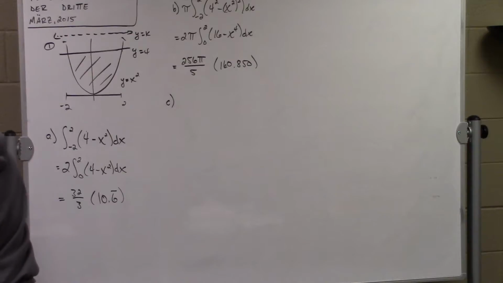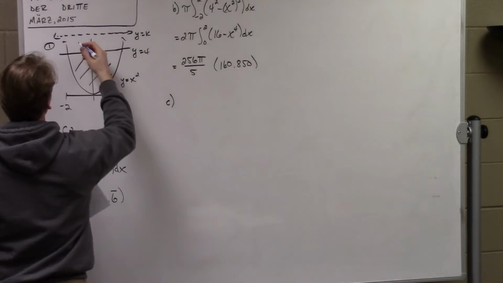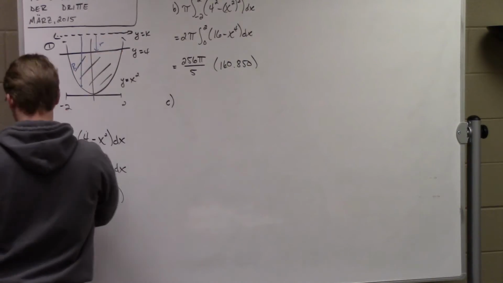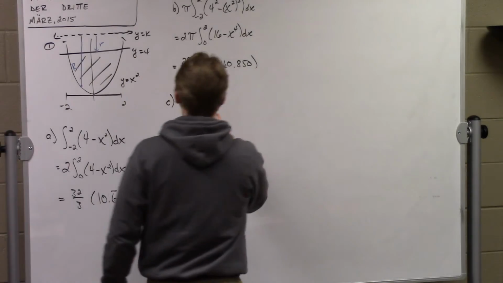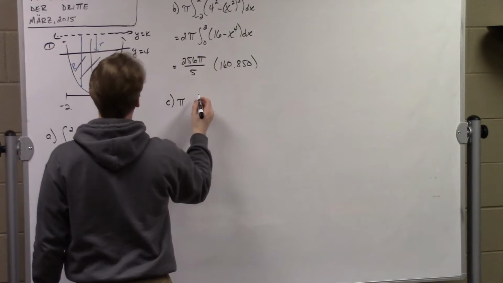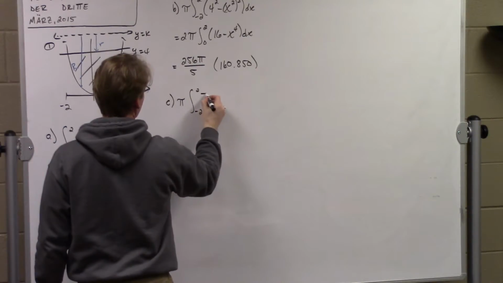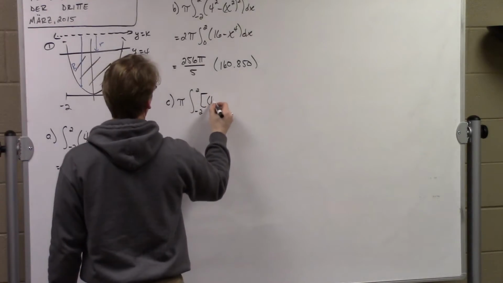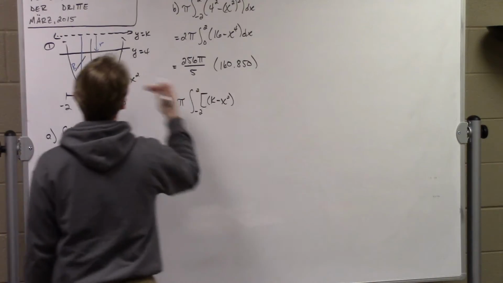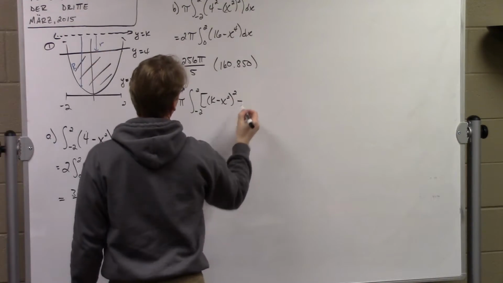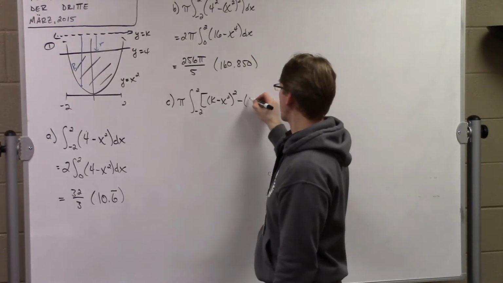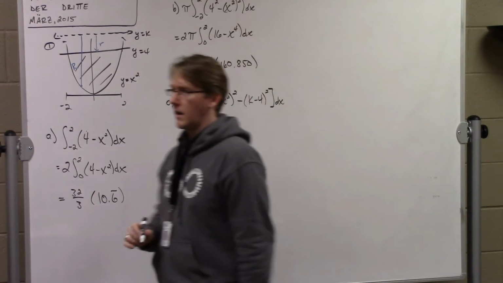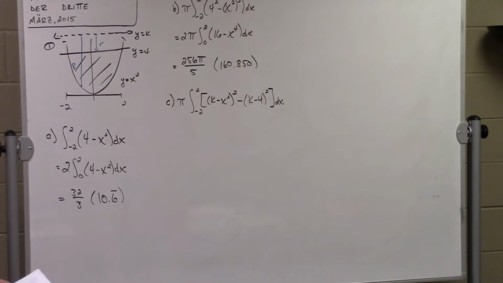It's going to be a washer with this being your outside radius and this being your inside radius. Alright, so pi, from -2 to 2, or 0 to 2 and doubled again. Outside radius will be k minus x squared, minus the inside radius, which is going to be k minus 4 squared. There's half of it. That is the volume created.